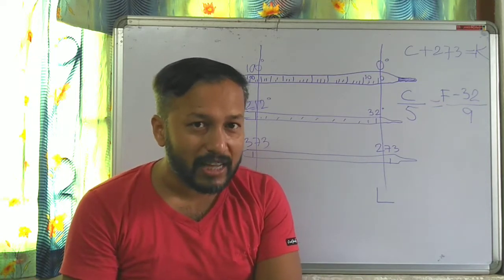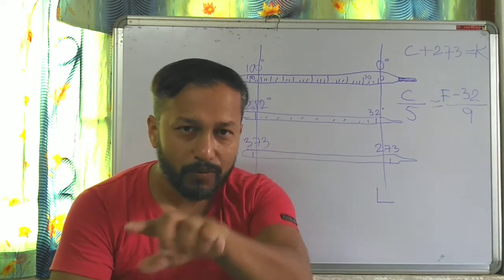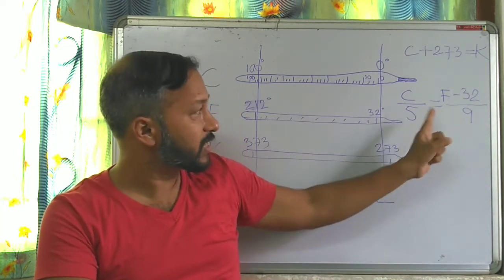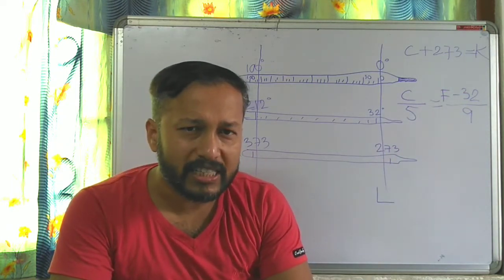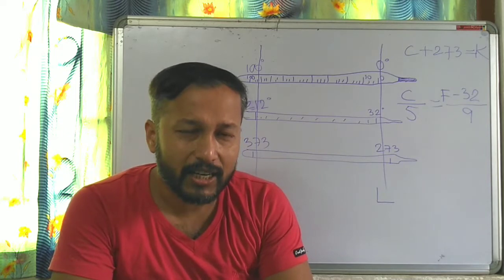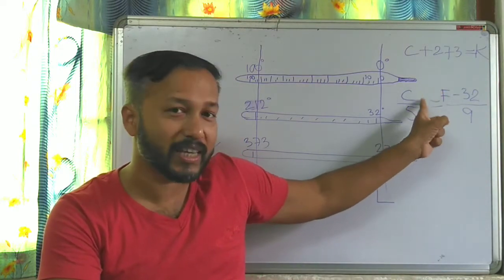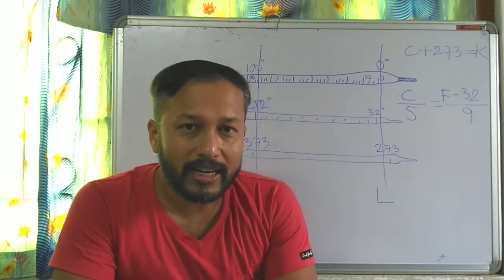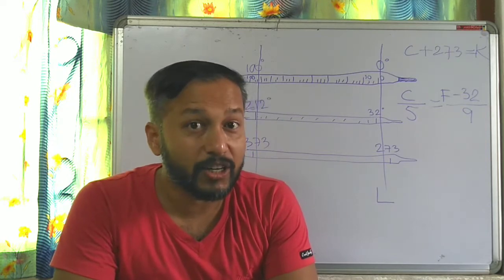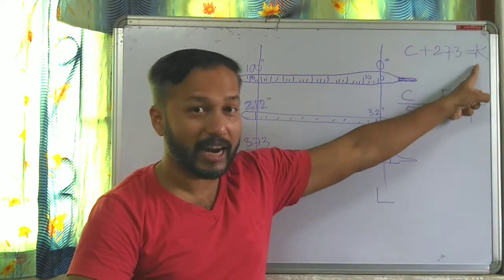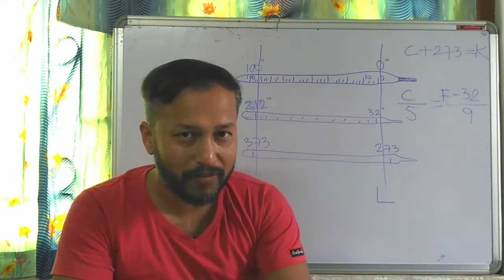Yes. If I ask you, your temperature is 10 degrees Celsius, convert it into Fahrenheit, then you have to use this, Celsius to Fahrenheit. If I ask you, the temperature of an object is 100 degree Fahrenheit, convert it into Celsius, you have to use this because C to F, F to C. Now, if I ask you, the temperature of an object is 50 degrees Celsius, then convert it into Kelvin, then C to Kelvin or Kelvin to C. Got it? These two formulas you have to remember.